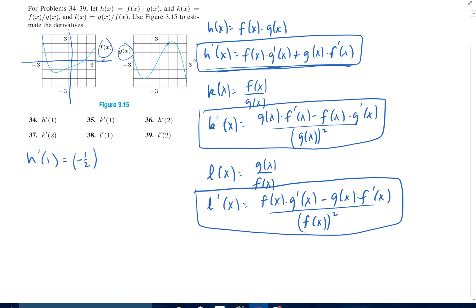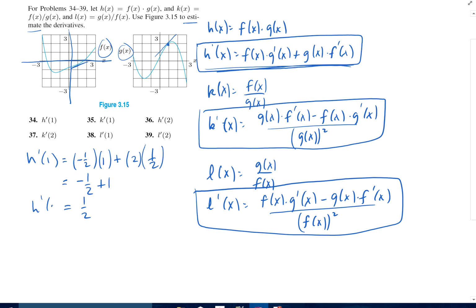Now we are just estimating these slopes. We're going to call that 1, plus g of 1. G of 1 is 2. And then f prime of 1, the slope right there at 1. We want simple numbers like 1/2. It's not 45 degrees, so it's something less, so we'll go with 1/2. That's why the directions say estimate. So that's negative 1/2 plus 1, which is 1/2.